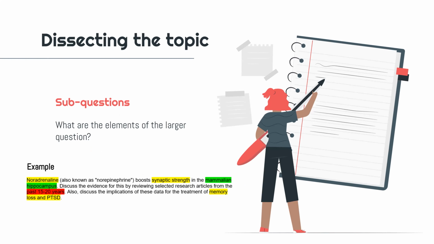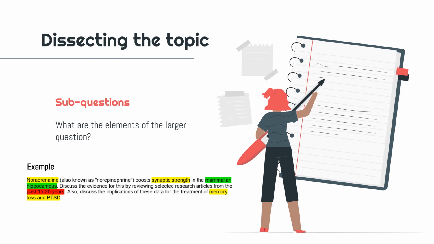So going a bit more specifically, first with dissecting the topic. A good way to do this is to start asking yourself some sub-questions. So really look at the question that's asked of you for your topic. For example, in this example that we have at the bottom here, you really want to outline what are the main points that are being asked of you. So we talk about noradrenaline here, and it also includes specifics about synaptic strength and memory loss and PTSD. So you want to make sure that those are topics that you're going to include in your paper because they're specifically asked in that question.